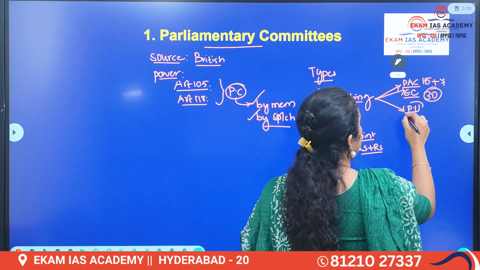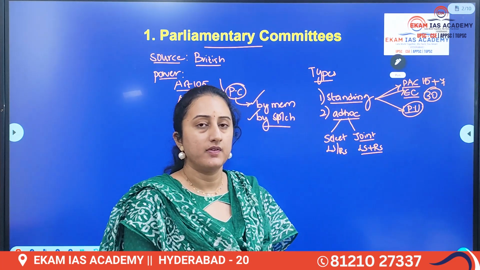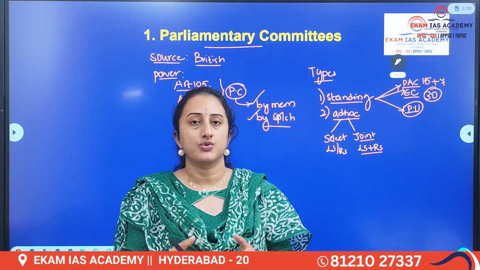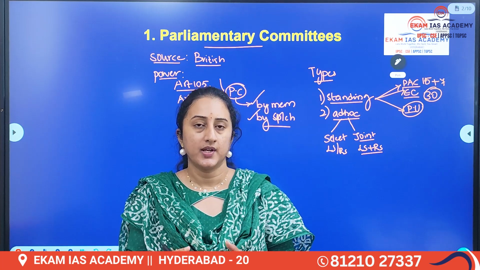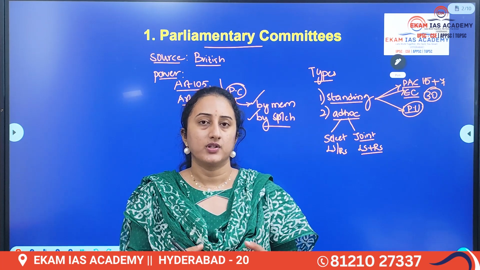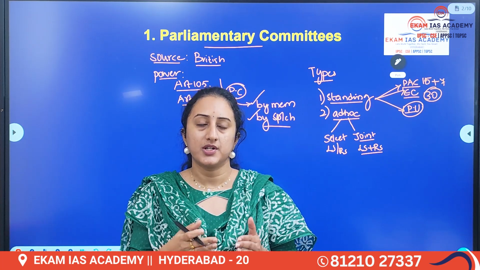Then the Committee on Public Undertakings. This committee will exclusively look into the issues of public undertakings or PSUs by relying on the CAG report. So whether their audit is proper or not, all these things will be there.